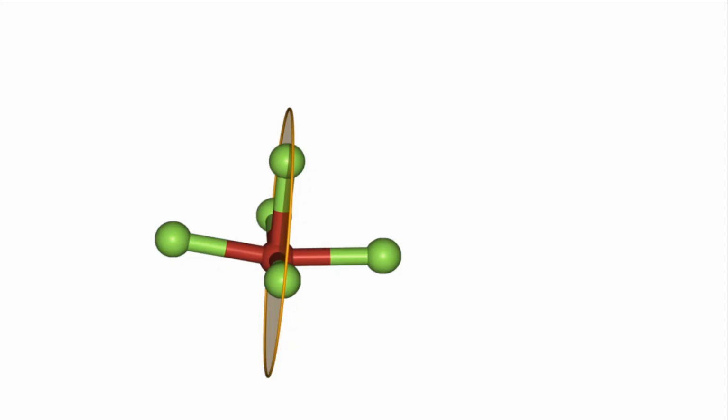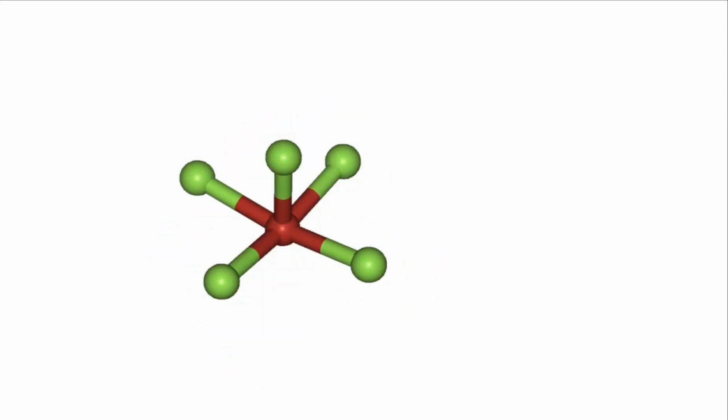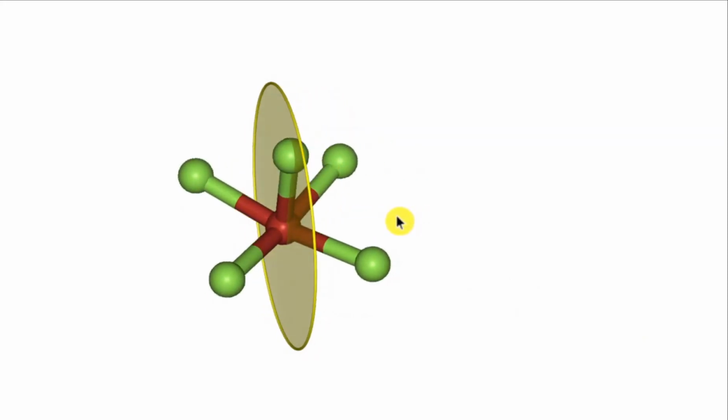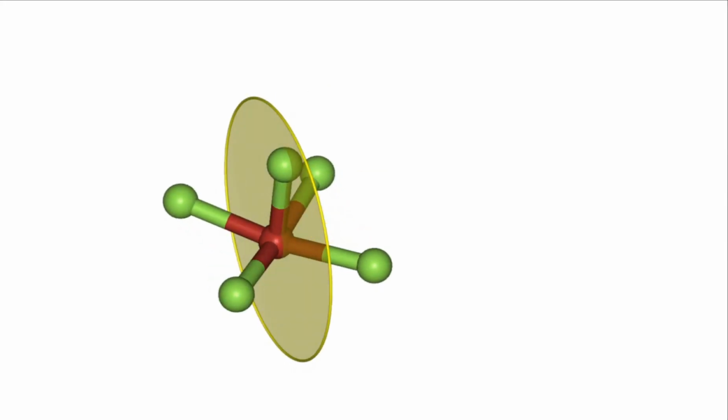Now there are 2 other sets of planes. One plane goes in between the 2 fluorine atoms. It goes through the central bromine atom and the fluorine atom which occurs on the top. So this plane is actually called a dihedral plane. I will talk to you about different planes a little later, maybe after discussing the axis of symmetry. That would be much better.